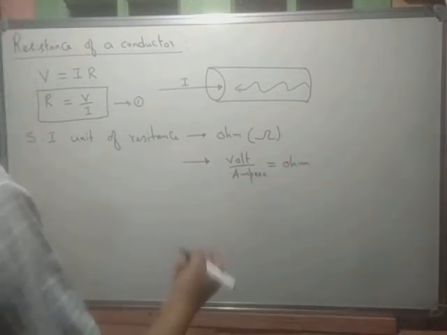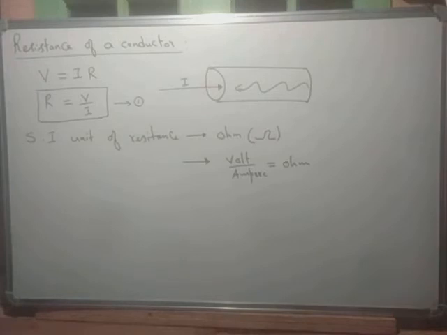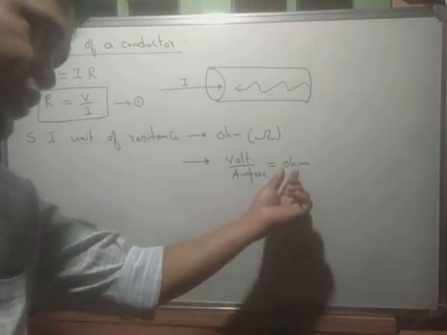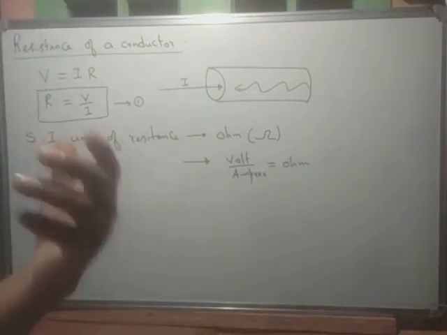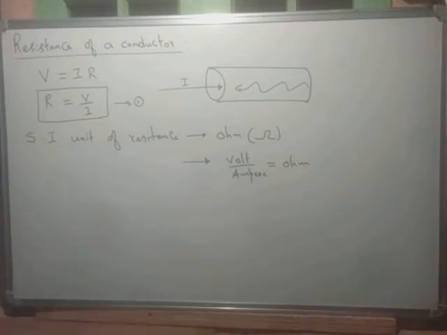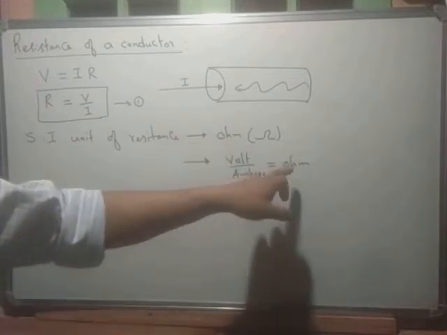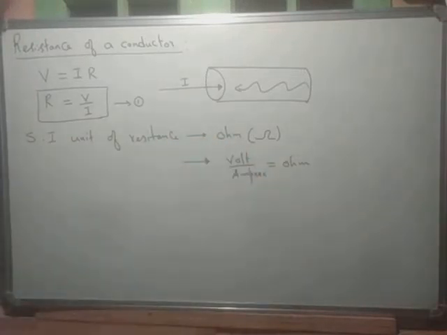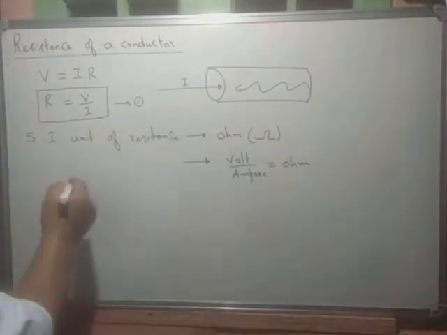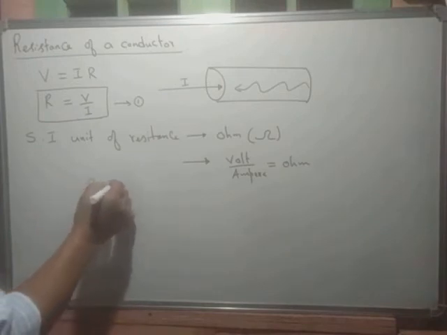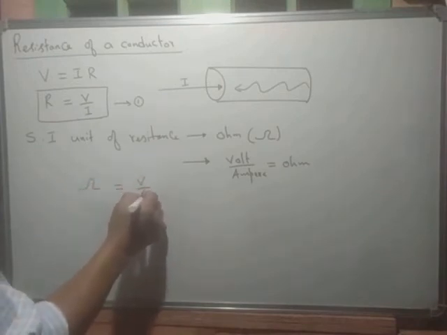Again, as usual, because George Simon Ohm was the first person to discover the term resistance, in order to honor his name, this SI unit is given in his name, that is ohm. So therefore ohm is equivalent to volt per ampere.